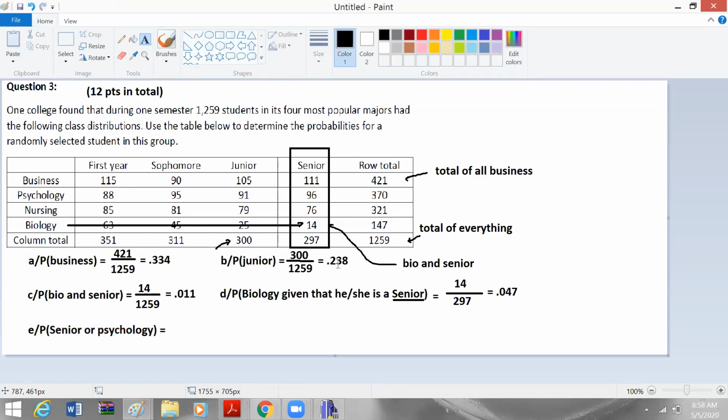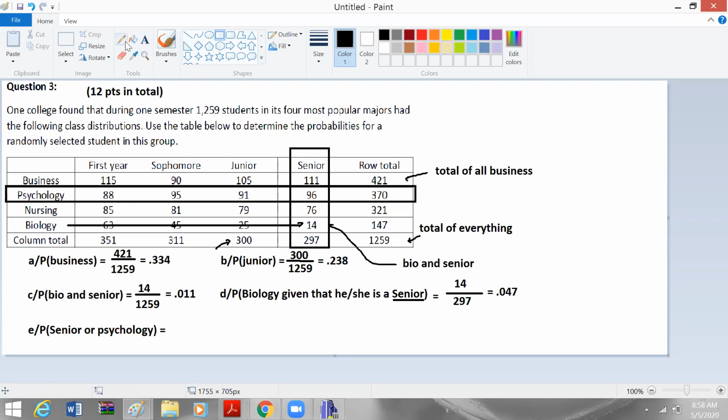So senior is 297, right? And then the psychology. So we're gonna box the psychology one that we have right there. Okay. So we're gonna box the two. And so all we need to do in this case, we look at the senior or psychology, so we ignore the added columns.